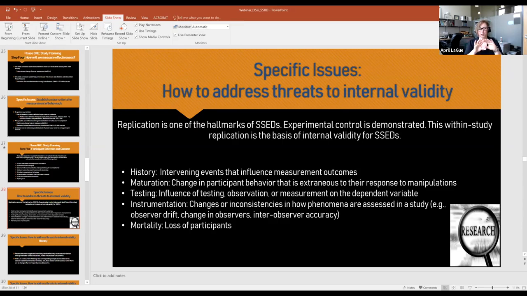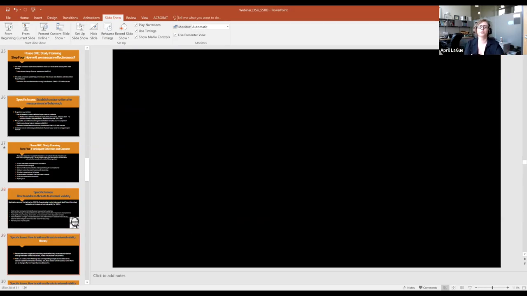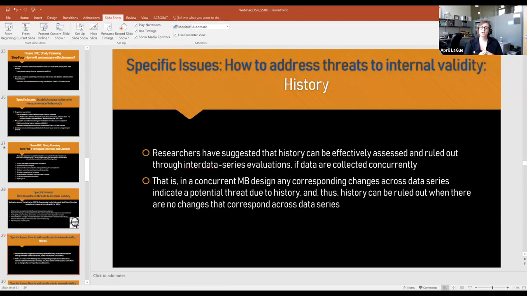So these are just the general threats to internal validity that you see in every study. And so we're going to go through them one by one and look at them. It looks as though researchers have suggested that history can be assessed and ruled out through inter-data series evaluations if data are collected concurrently. So changes across data series can indicate a potential threat due to history. And so the history can be ruled out if we have a multiple baseline. So it happened across all boards. So when we're explaining the results, now we know that history affected that.